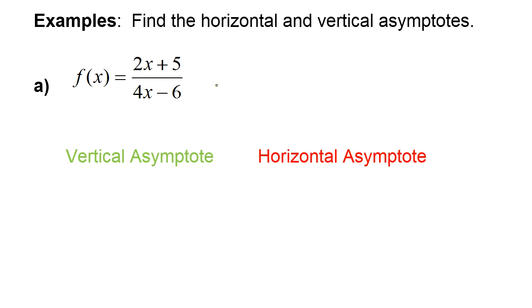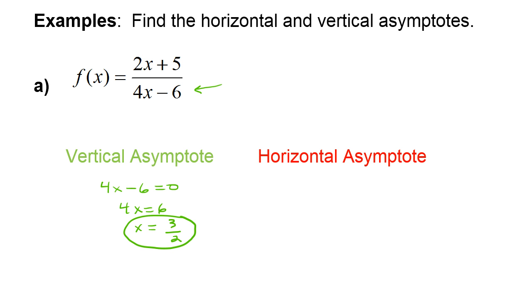The vertical asymptote is always going to happen at whatever value makes your denominator 0. So if I take 4x minus 6 and set it equal to 0 and solve, 4x equals 6, so x equals 6/4 or 3/2. x equals 3/2, that vertical line is going to be your vertical asymptote.